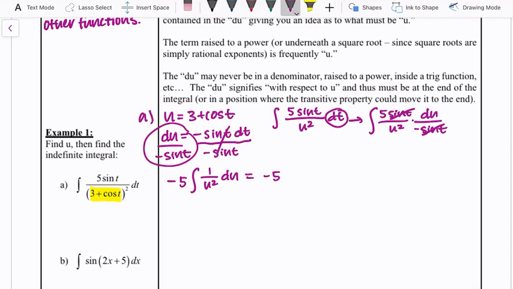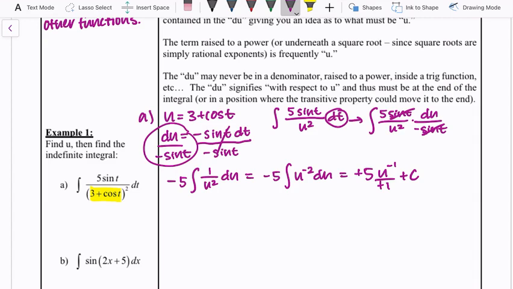So that's going to be negative 5 times the integral of u to the negative 2 power du. All right, so how do we anti-derive? Well, I know that I'm going to add 1 to the exponent, so negative 2 plus 1 is negative 1, and I need to divide by that new exponent. Then I need to make sure that I add a plus c, just to recognize that there could have been a constant there.